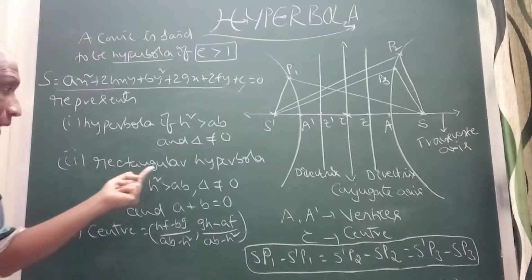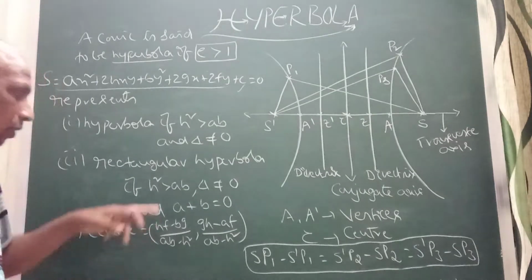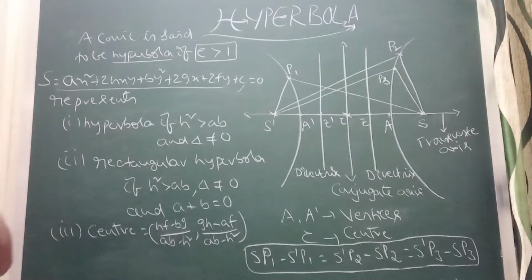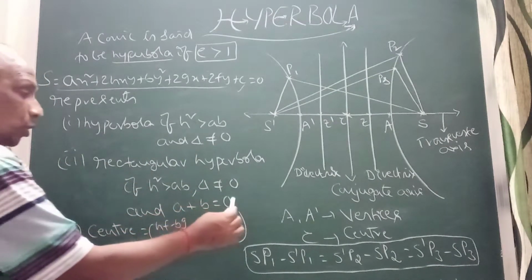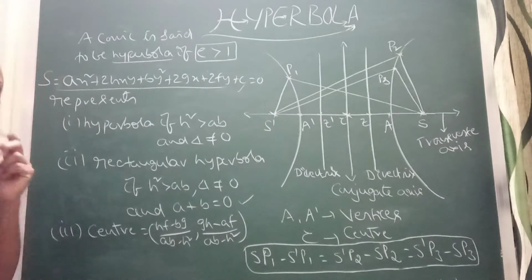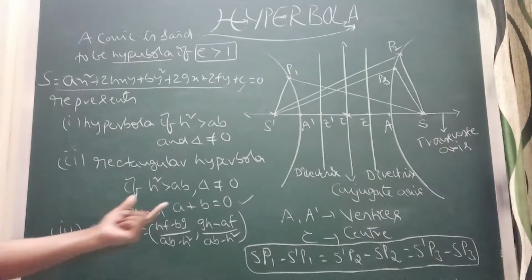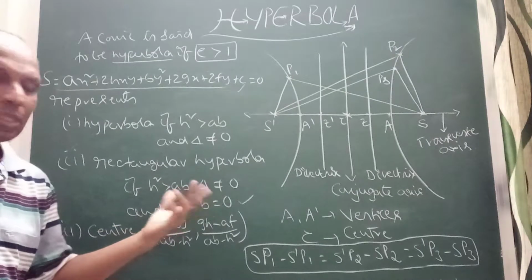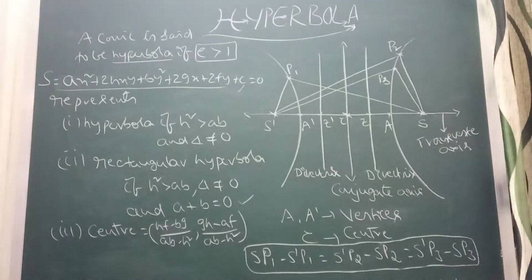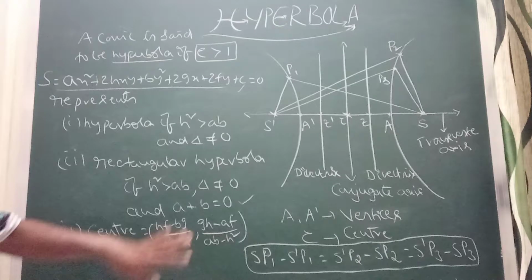Here, for a rectangular hyperbola, the rule is h square greater than ab, delta not equal to 0, and a plus b is equal to 0. If you get this rule, then it will be easy to define. So a plus b is equal to 0 in the case of a rectangular hyperbola. This you should remember.